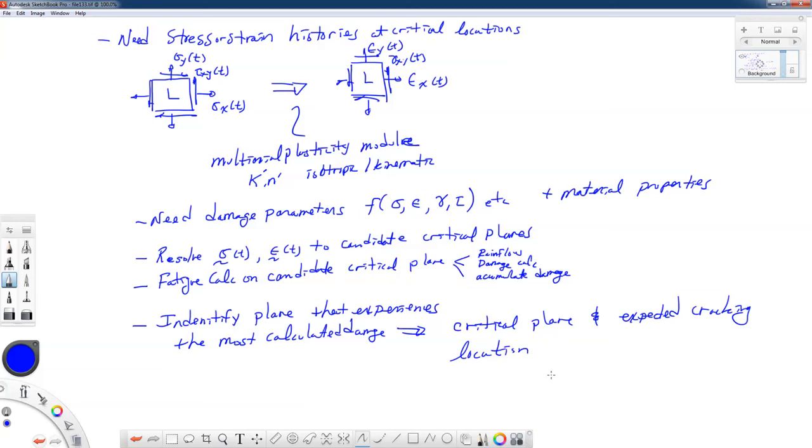All right, so without getting into a lot of the details, that is an overview of the critical plane approach to multiaxial fatigue. There are a lot of very important details in this, but we'll try to tackle those in some separate discussions.